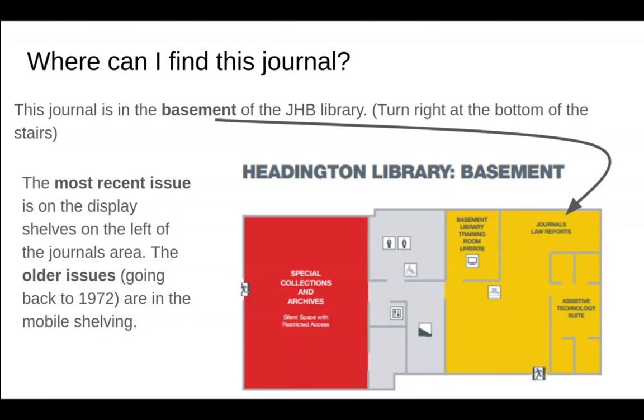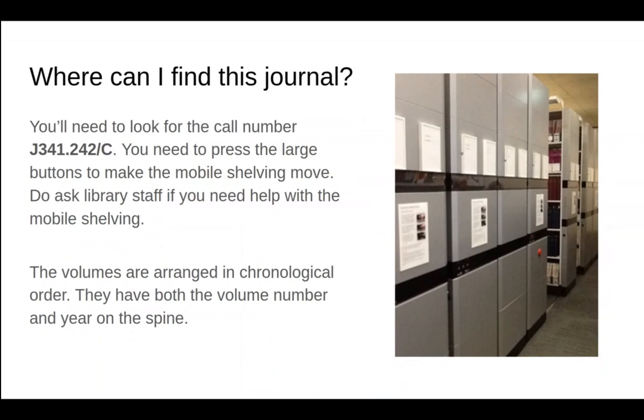When you enter this area of the library, you'll see a display shelf on your left-hand side. This is where the most recent issues of journals are found, including the most recent issue of the Common Market Law Review. The older volumes are in the mobile shelving. We have volumes all the way back to 1972. You're looking for the number J341.242/C in the mobile shelving.